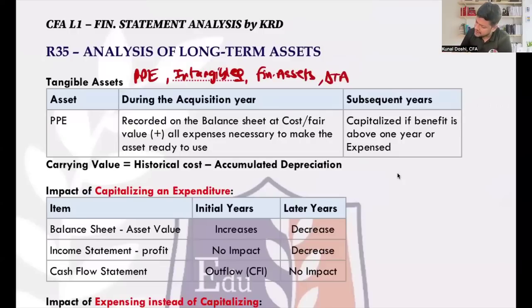Out of this, financial assets held to maturity, available for sale, held for trading, this part we have already discussed in the balance sheet. DTA and DTL we will discuss in taxes. Intangibles, to a larger extent, we also covered in the balance sheet. So here we are going to talk in more detail about the tangible non-current assets. These are also called fixed assets, correct?